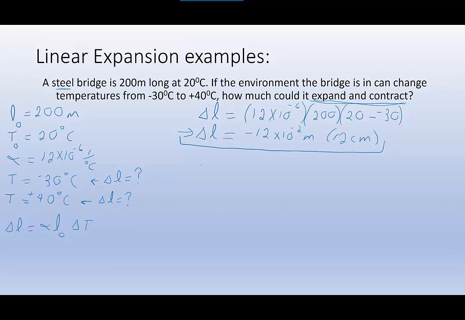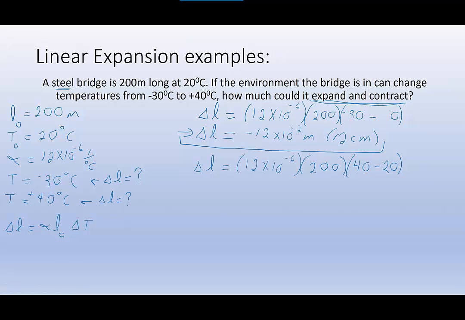Now let's do the other way. Let's find out what happens if it gets really, really hot. We still have our alpha of 12 times 10 to the -6. We still have our original length of 200, but now our delta T is going to be 40 minus 20. I'm sure you've noticed that up here I actually put 20 minus the negative 30. Sorry, it should have been 30 minus 20.